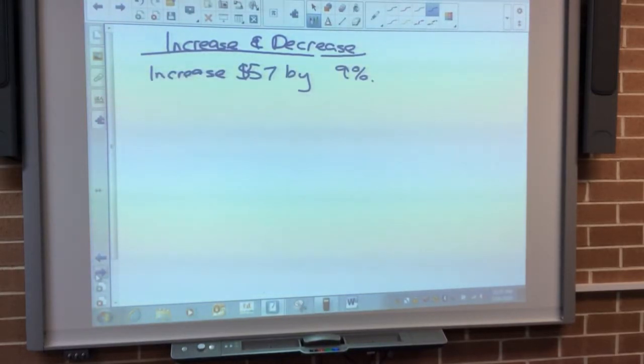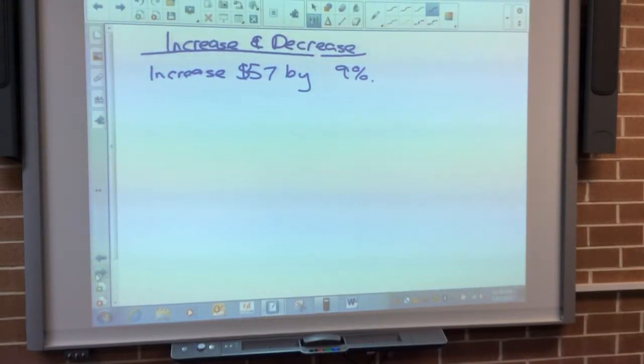Okay, so the longer method is to find the 9% of the amount, and then I was thinking you might find 1% and times by 9. Yep, and then you still got to add it onto the original to get the increase. So that will be a long method.